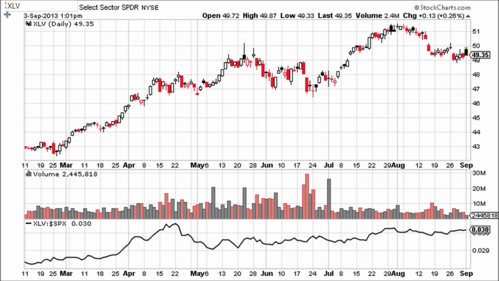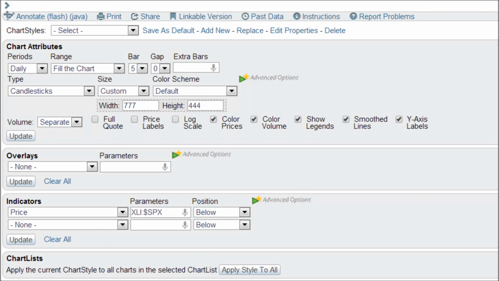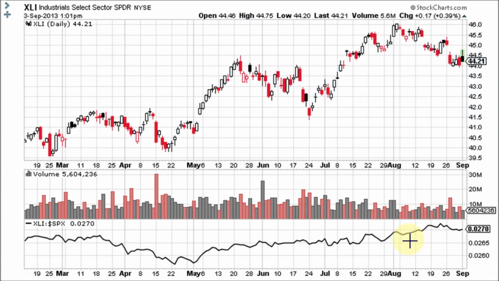The next one is XLI, or the industrial sector, and it also is showing some real signs of strength. This chart pattern shows the head and shoulders with the head here, left shoulder here, right shoulder here, the first gap down, the first bounce, the second gap down to new lows, and the second bounce. But basically right through this area, it is outperforming the S&P 500.